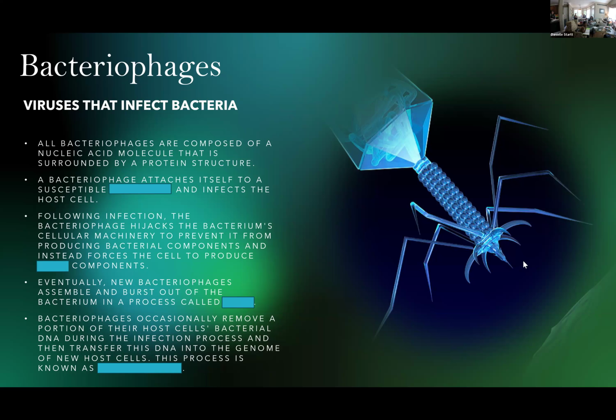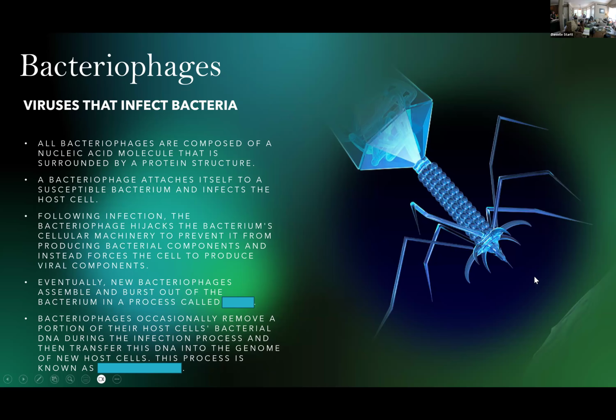It's so cool, right? So a bacteriophage attaches itself to a susceptible what? What do they infect, Xander? Yep, bacteria. Bacterium, if we're talking about one little cell, and they infect that host cell. And then following the infection, the bacteriophage hijacks the bacterium's cellular machinery to prevent it from producing bacterial components and instead force it to produce what? What's a virus force a cell to produce? Lucas. Okay. More viruses, right? Viral components.